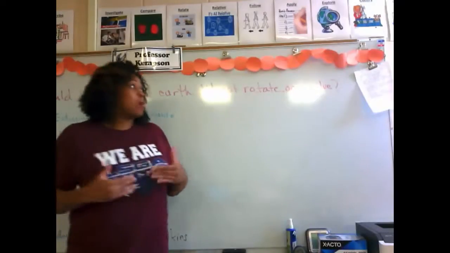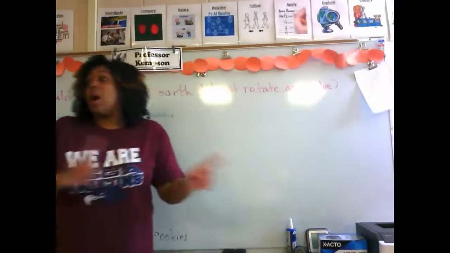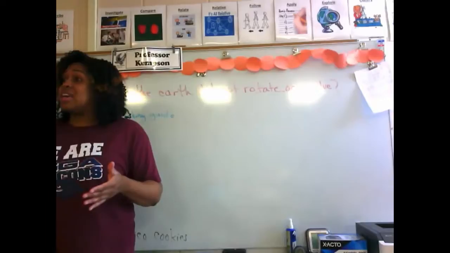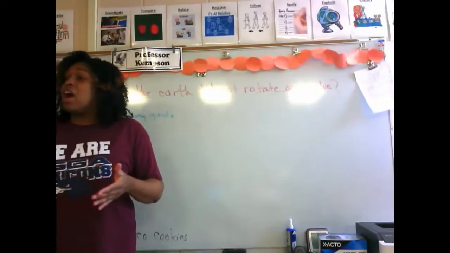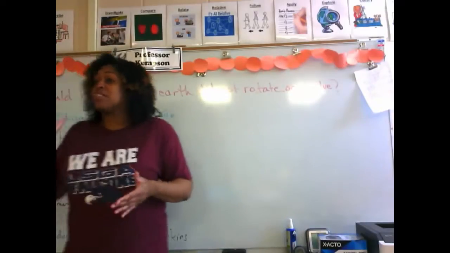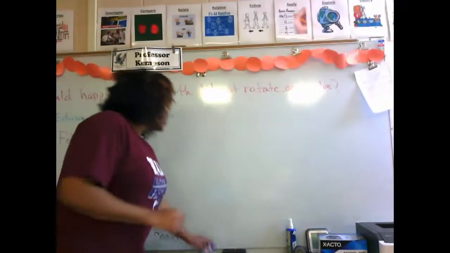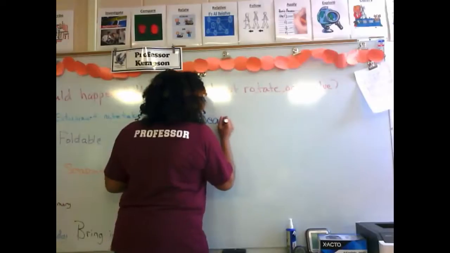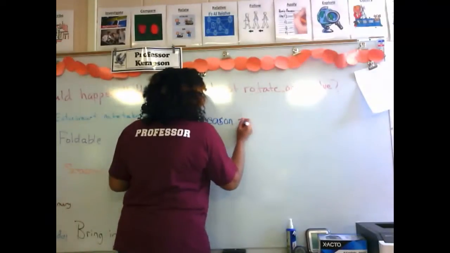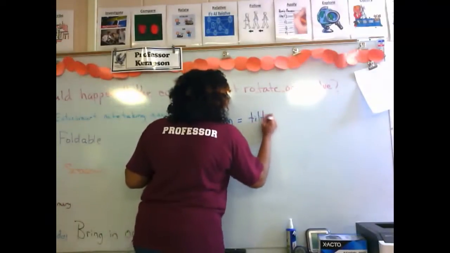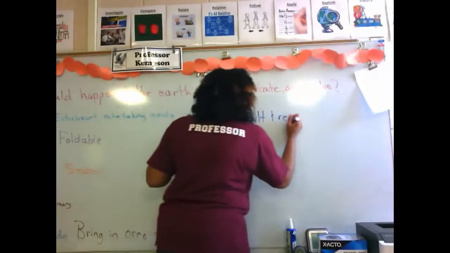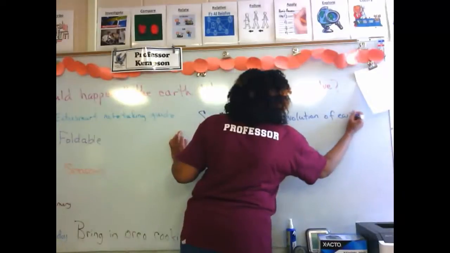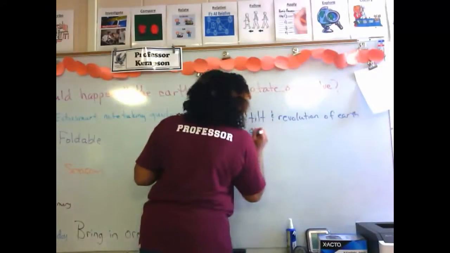So then when talking about revolution, if we did not revolve around the sun, we wouldn't have the seasons that we have. But the other reason we have seasons is because of the what? The tilt. So the reason for the seasons is the tilt and revolution of Earth around the sun.